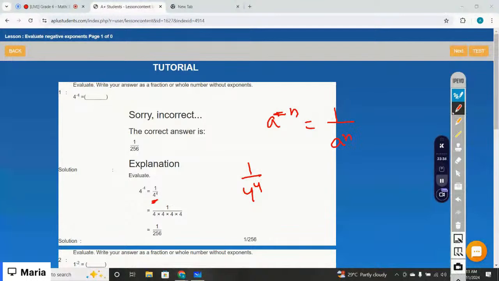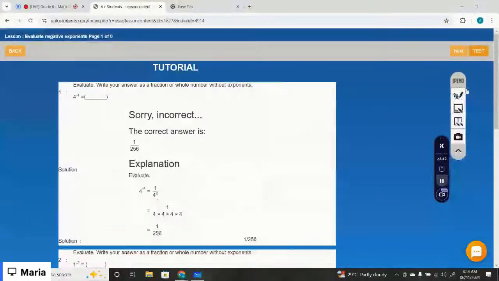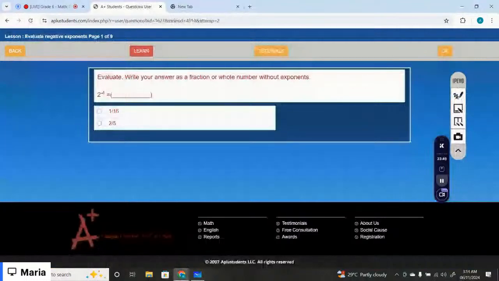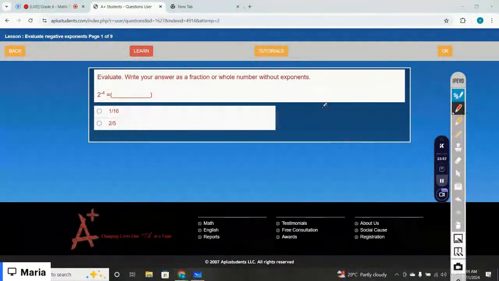Let's just start with the test questions. Let's see how do we evaluate the negative exponents, right? 2 exponent negative 4. So let's just make the exponent positive by writing it in denominator of 1. So that would be 2 exponent negative 4 is 1 divided by 2 exponent 4. So you need to multiply 2 4 times. That would be 2 times 2 times 2 times 2, right? So 2 times 2 is 4, 4 times 2 is 8, and 8 times 2 is 16. That is 1 divided by 16.